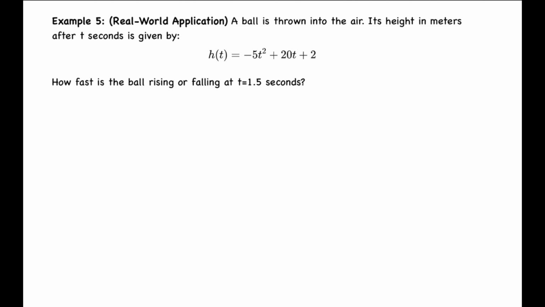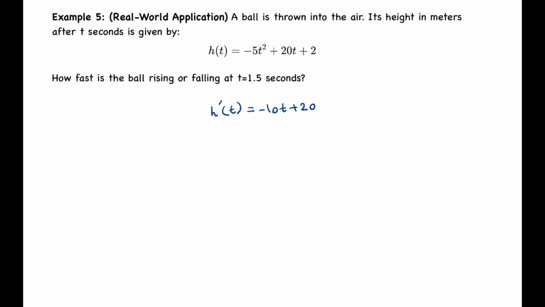Last one, example 5. A real-world application. A ball is thrown into the air, and its height in meters after t seconds is -5t^2 + 20t + 2. How fast is it rising or falling at time t = 1.5 seconds? Let's take the derivative. h'(t) is -10t + 20. Now plug in 1.5. That gives -15 + 20, which equals 5. So at 1.5 seconds, the ball is rising at 5 meters per second.